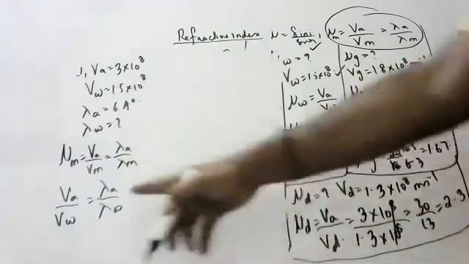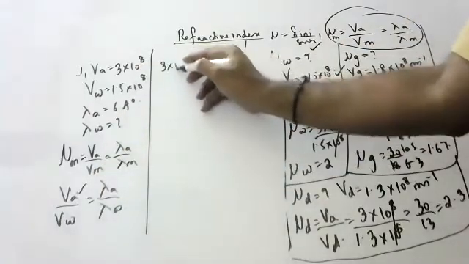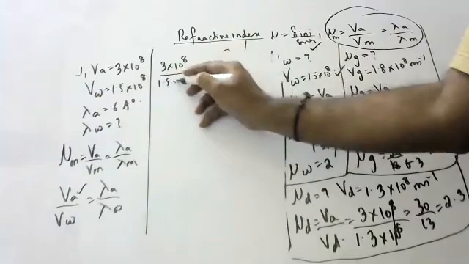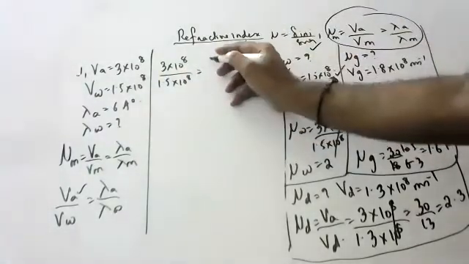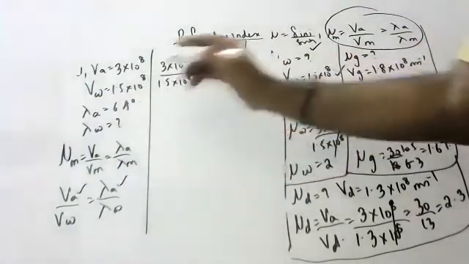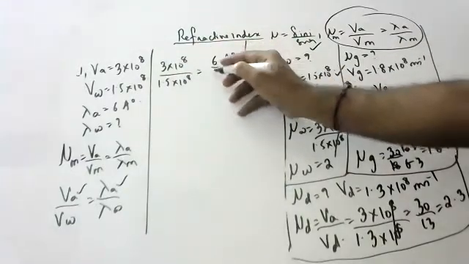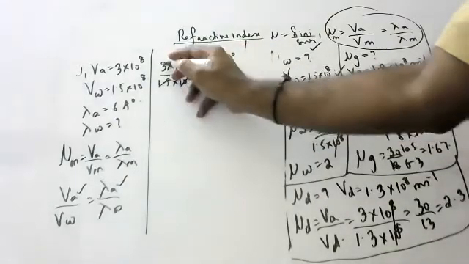Now, do you have the formula? Let's substitute. This value is 3 into 10 to the power of 8, and this value they have given is 1.5 into 10 to the power of 8. Wavelength of light in air is 6 angstrom units. What is the wavelength of light in water? This is the question.